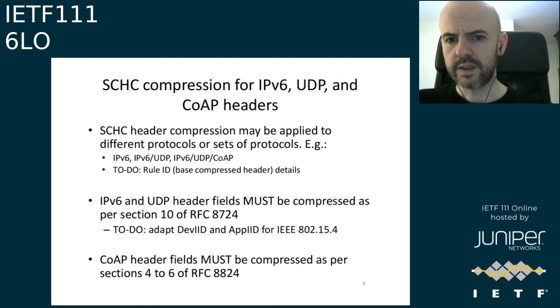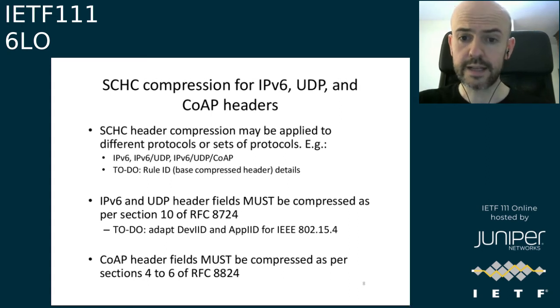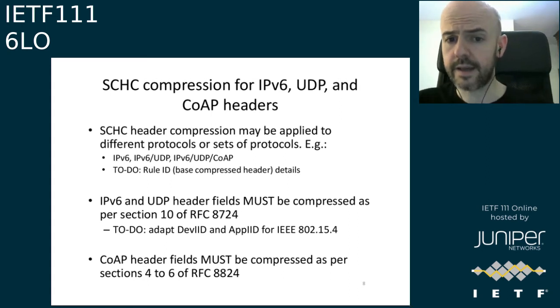And that relates with how we specify the use of what is called the SHIC ID, which would correspond to the base compressed header. Other than that, we state that IPv6 and UDP header fields must be compressed as per section 10 of the base SHIC specification, which is RFC 8724.